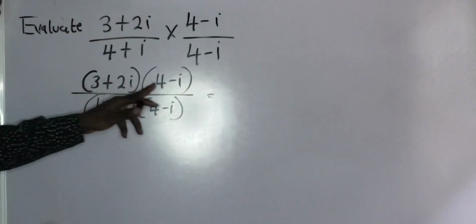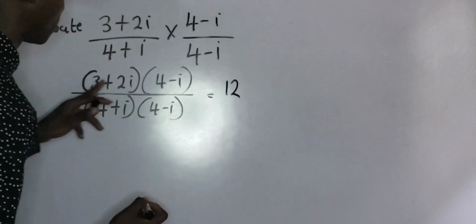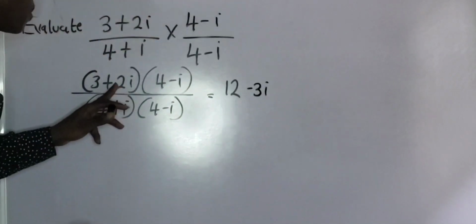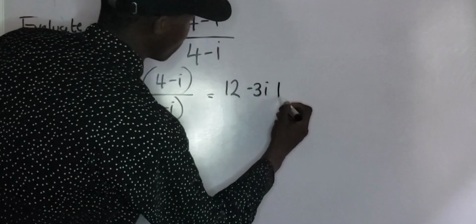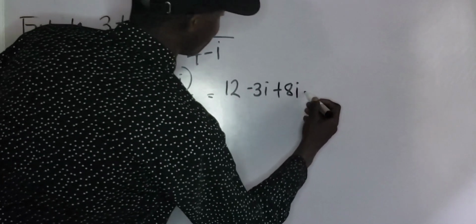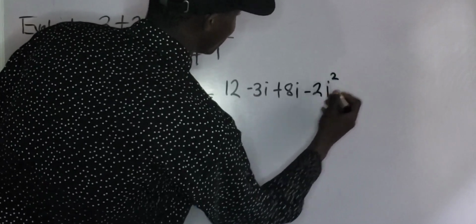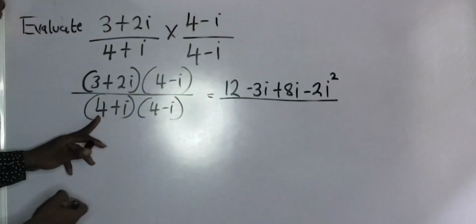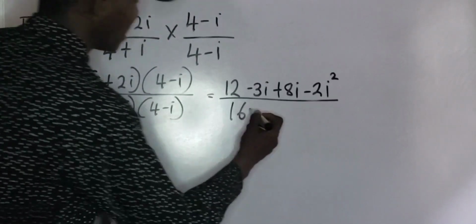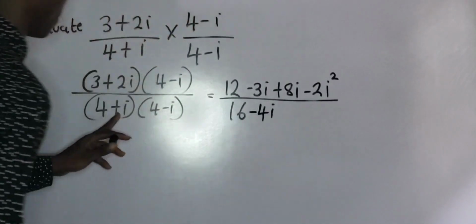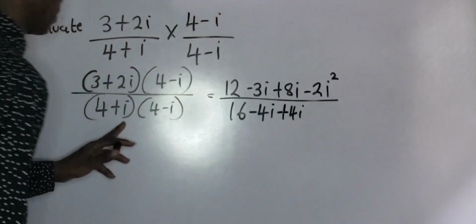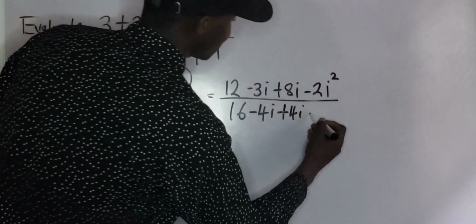Okay, let's proceed. 3 multiplied by 4, that is 12. 3 multiplied by minus i, that is minus 3i. Plus 2i multiplied by 4, that is plus 8i. Plus 2i multiplied by minus i, that is minus 2i squared. All over 4 multiplied by 4, that is 16. 4 multiplied by minus i, that is minus 4i. Plus i multiplied by 4, that is plus 4i, plus i multiplied by minus i, that is minus i squared.